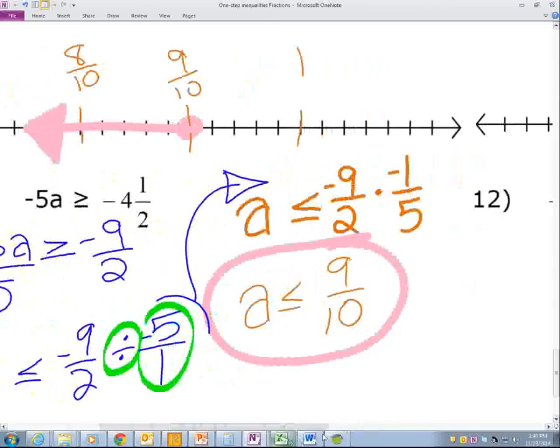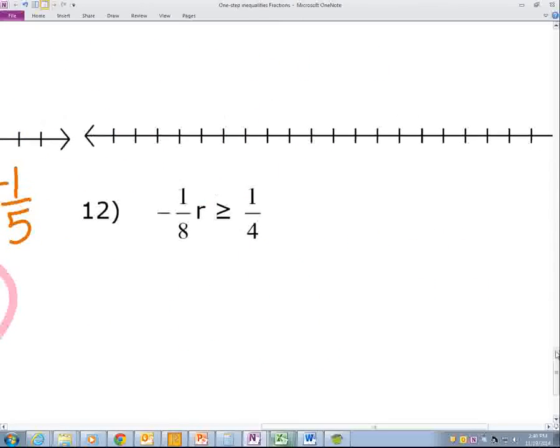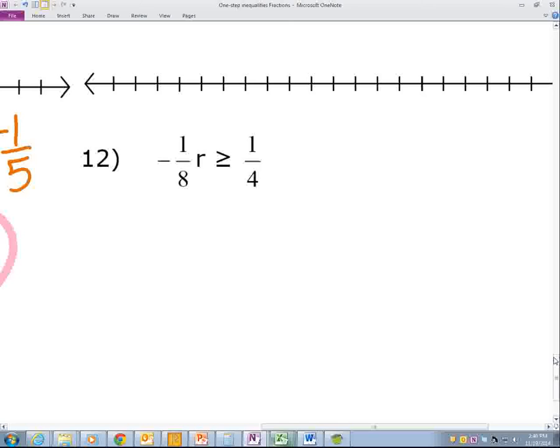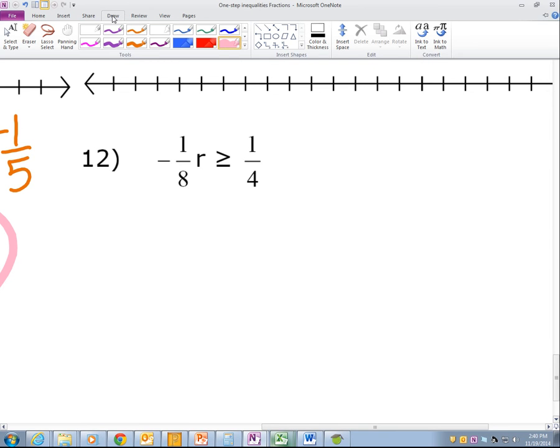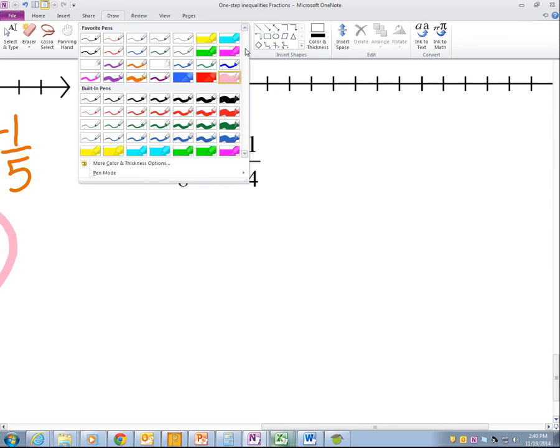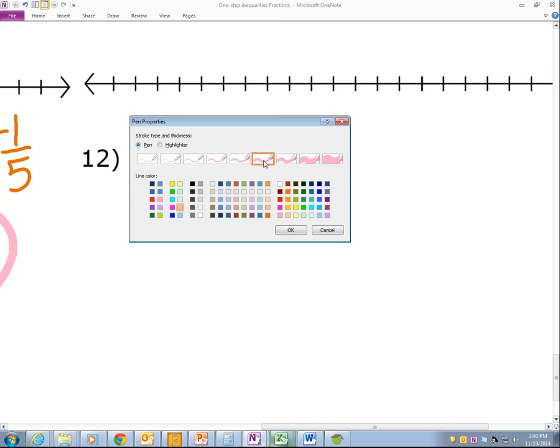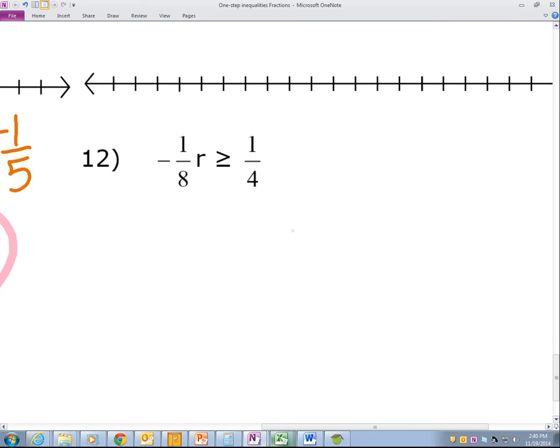All right. So I want to set up what you have for number 12, and I'm going to pass out the homework. Quickly, go. All right, we're almost done. I'm going to continue using this beautiful pink.